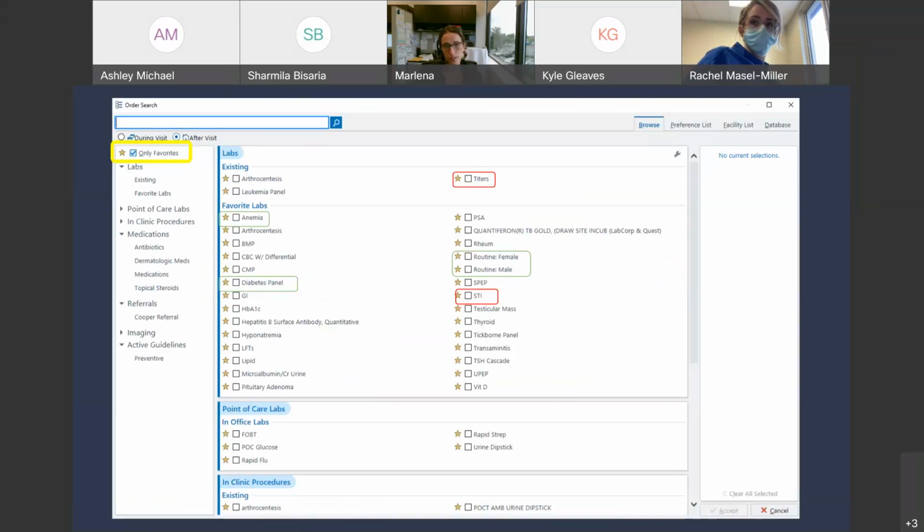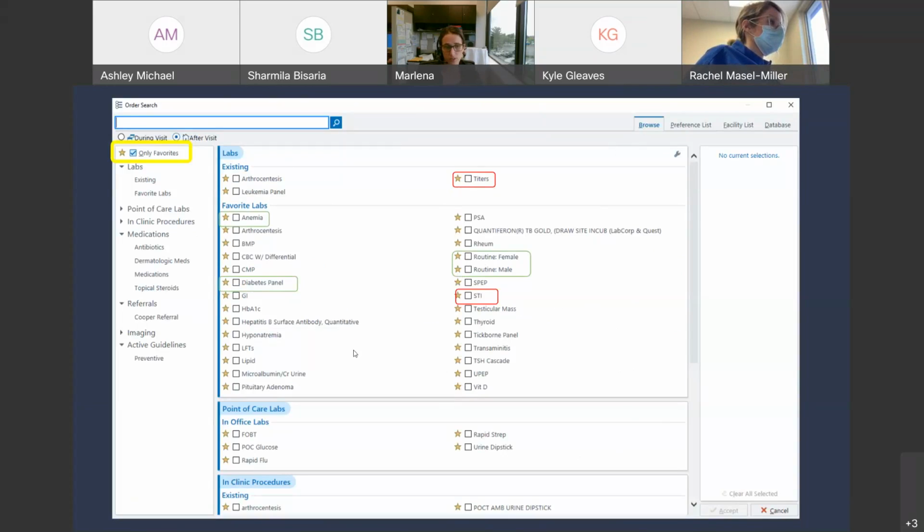Another good way to have shortcuts is if you don't use this already. I remember Iris Hagen always encouraged me to do it, but I never did. And now that I do it, I don't look back. You can look at creating panels for yourself. If I have a routine female or a routine male, you essentially group together blood work that you can order all at once. Same thing, titers is a great one to have.